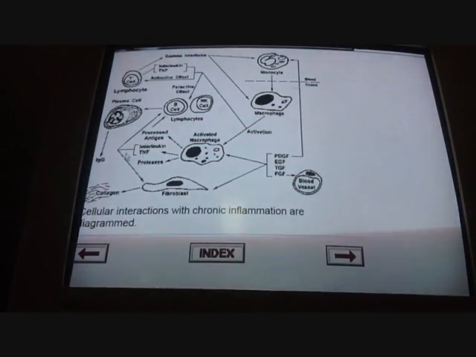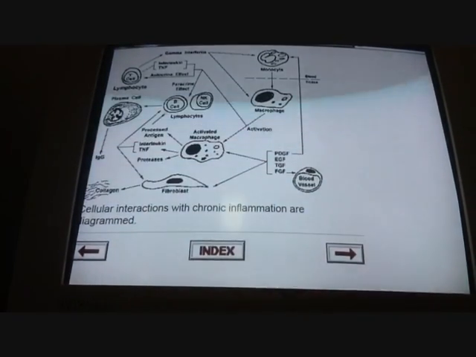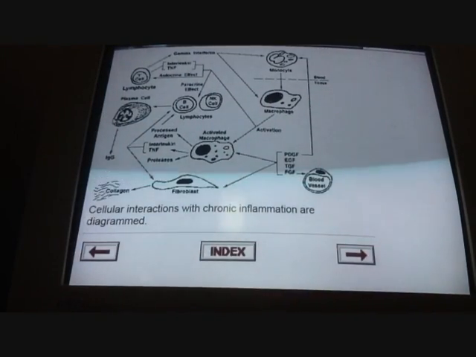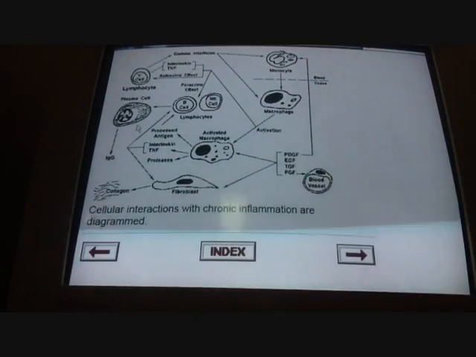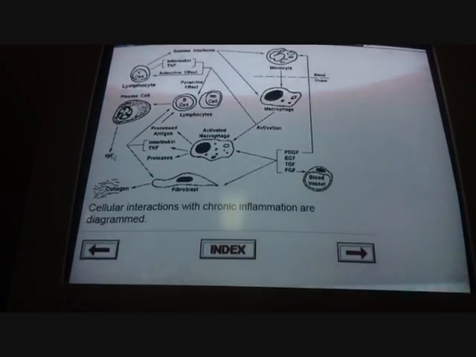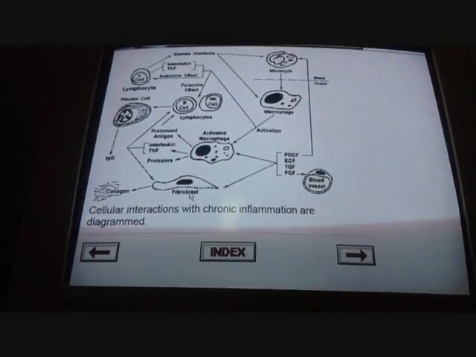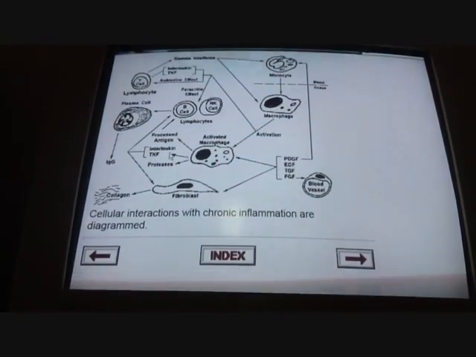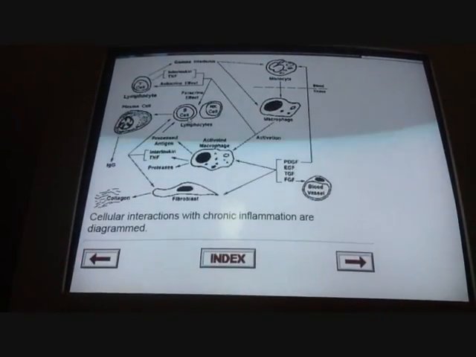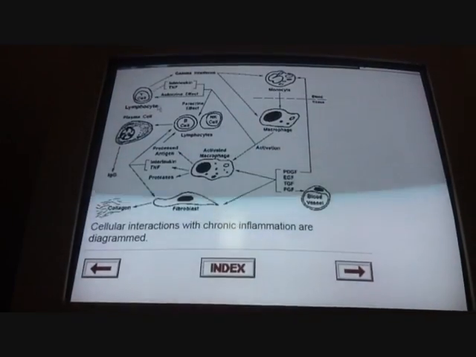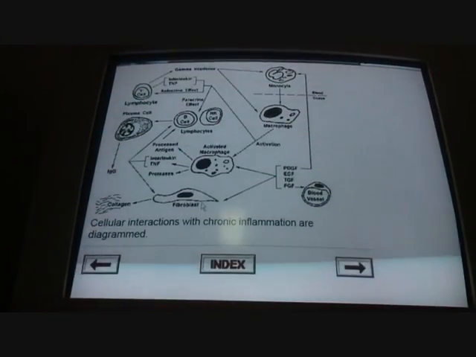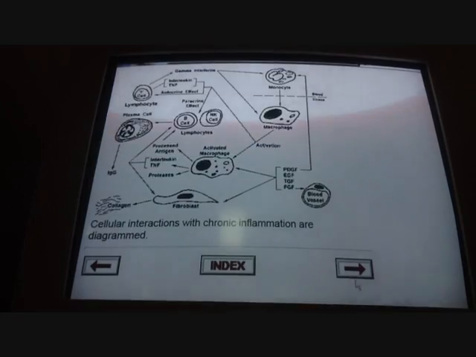The interleukins and tumor necrosis factor will affect the B lymphocytes, which will produce the plasma cells, which generate the immunoglobulins, immunoglobulin G, and they will stimulate fibroblasts as well. So the interleukin and tumor necrosis factor will stimulate B and T lymphocytes, and they will stimulate the fibroblasts, which will produce the collagen.